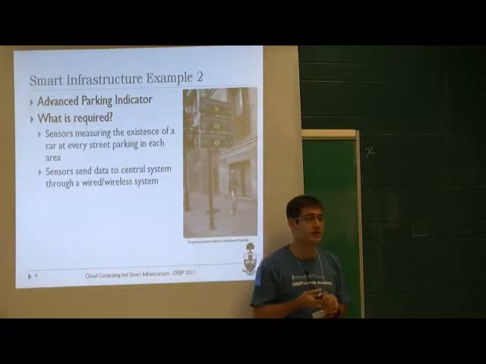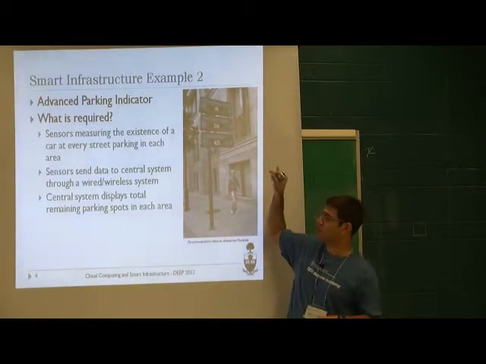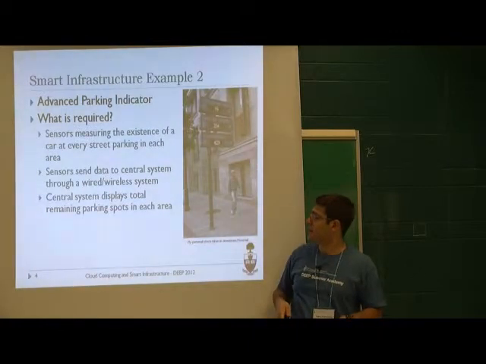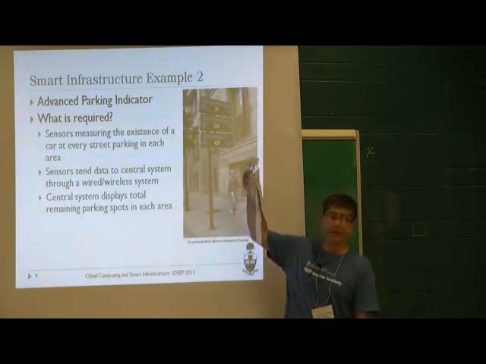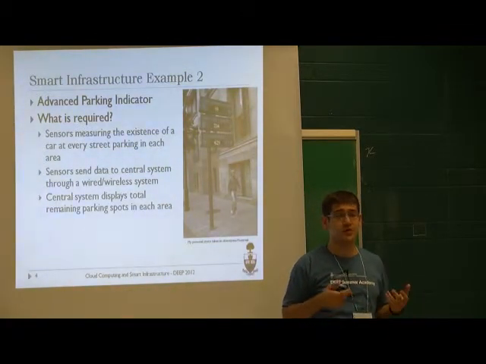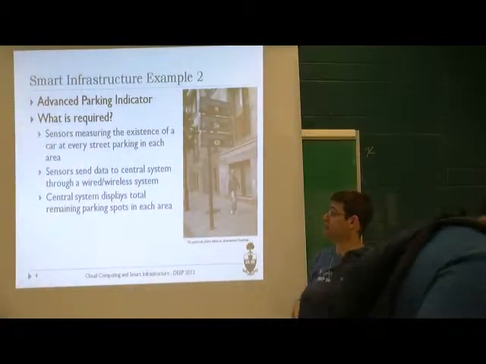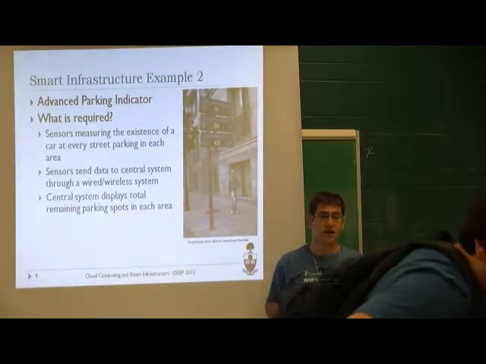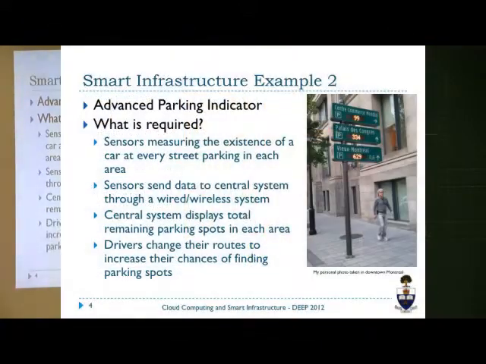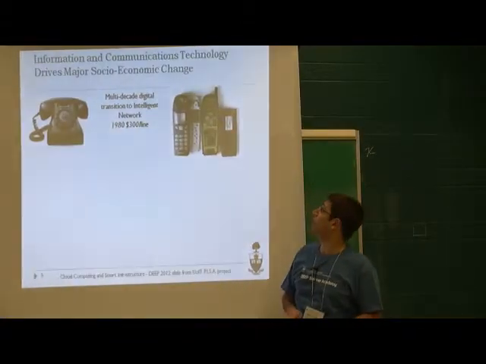Okay, so sensors need to send that, again, to a central system. The central system will display the total parking spots remaining in that area. And based on that, who would react to this information? Users will react to this information because they will go to different destinations in case they can find a better parking spot in a different area, and in case there aren't many spots in the place that they originally intended to go to. So drivers will change their routes to increase the chances of finding parking spots.